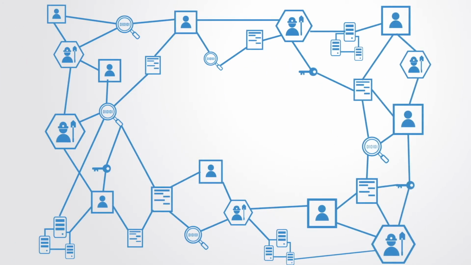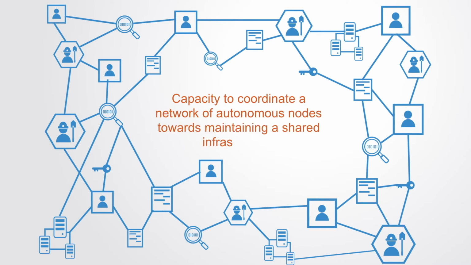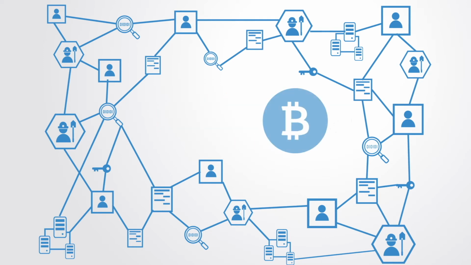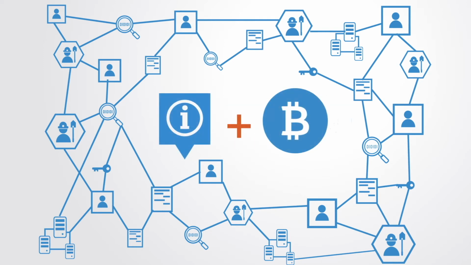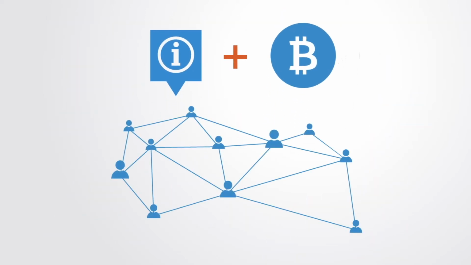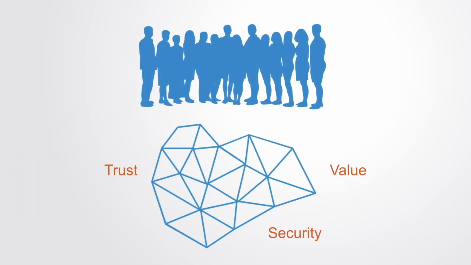The great design innovation of the blockchain is really its capacity to coordinate a network of autonomous nodes towards maintaining a shared infrastructure. And this is done not just through innovations in information technology, but also through the design of incentive systems, which has traditionally been the domain of economics. Through adding a layer of trust and value exchange to the internet, the blockchain merges our newly developed information networks with the institutional structures that sit on top of them.